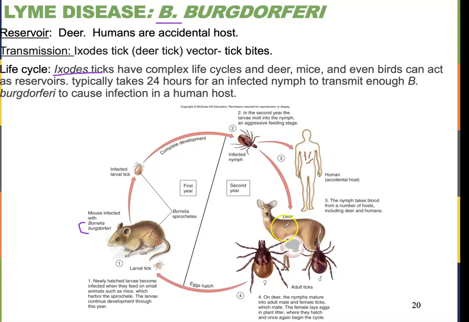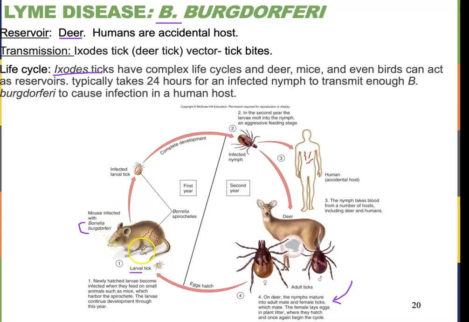So we can see that the deer is a primary reservoir. The deer is going to be the definitive host. Remember, the definitive host is where sexual reproduction takes place. And then the deer will release eggs into the environment. Then the eggs turn into a larva.